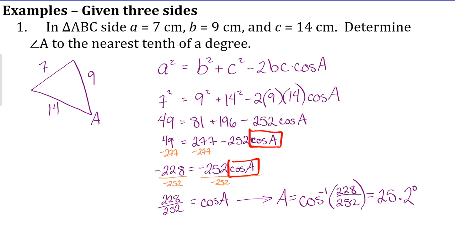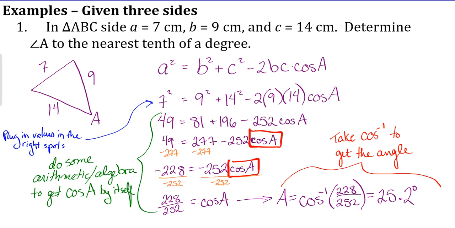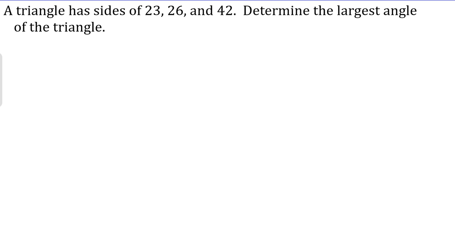The next example is the exact same thing, so let's review the process of what we did so we know how to do these types of questions. We started out by plugging in the right values in the right spots. That's always really important, so you may want to sketch first. Once we did that, we did some arithmetic to get that cos A piece by itself. Then the last step, we use our inverse cos function to solve for the angle value.